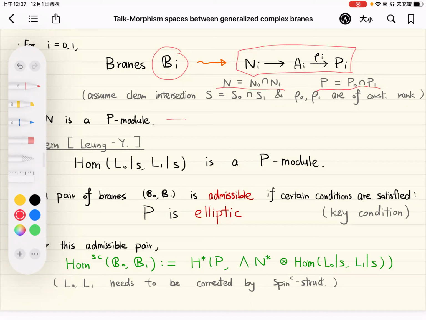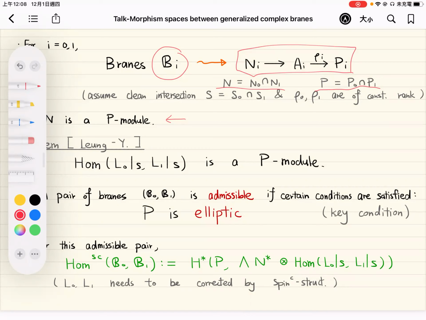So we can show that N is a P module, and there's a lemma that we can also prove that the Hom from the restriction of L0 to the restriction of L1 is also a P module. But this is really only a pointwise argument, a linear algebra argument, so I will skip the proof. But the point is that sometimes, for example for the A model, as I said, we cannot have the ellipticity of the intersection P here, so we cannot get a desirable cohomology that matches the expectation in physics.